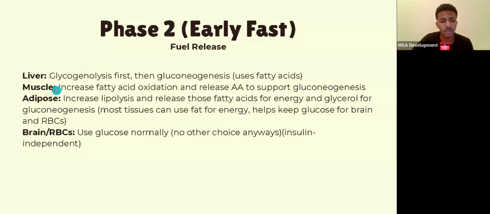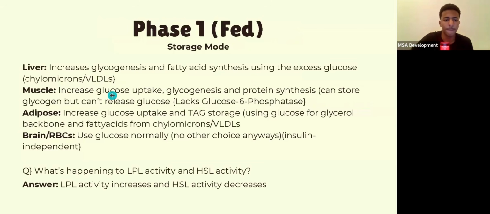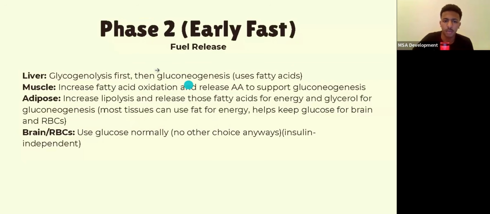But remember, we said the muscle can store glycogen. Let's go back. We said the muscle can store glycogen, but it cannot release it. So in the first stage of phase two, they can also use these glycogen reserves, but again, they cannot really release it. So they use these glycogen reserves and they use fatty acids, but they also release some amino acids to support gluconeogenesis.